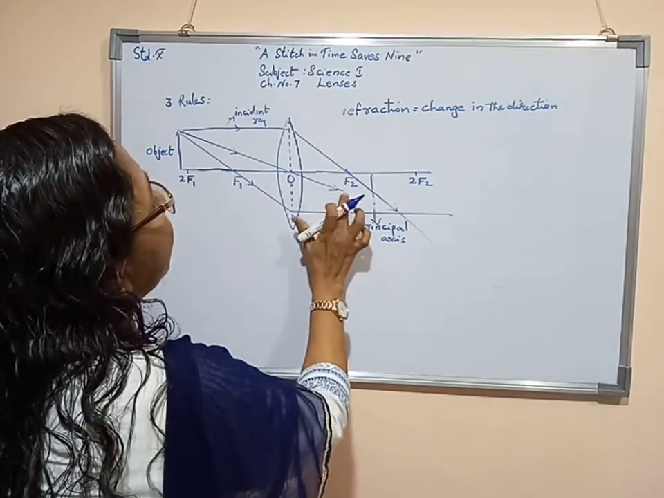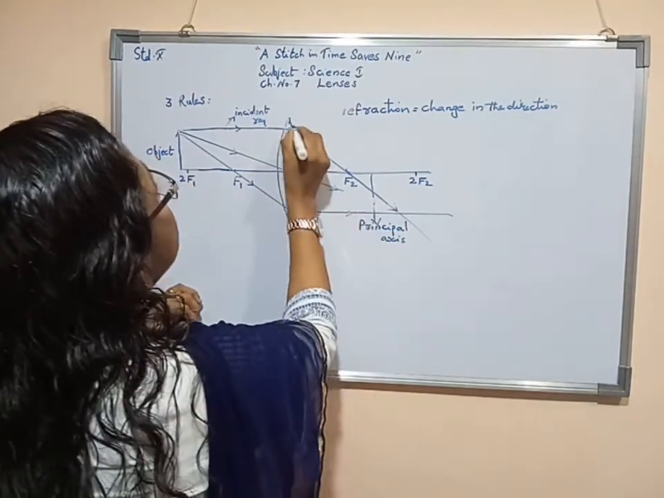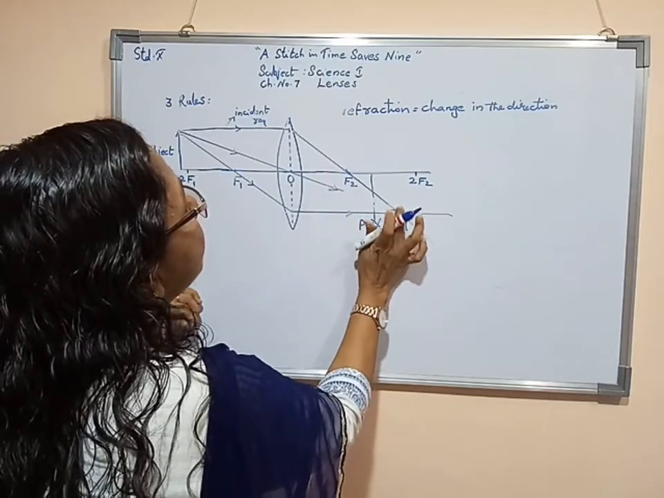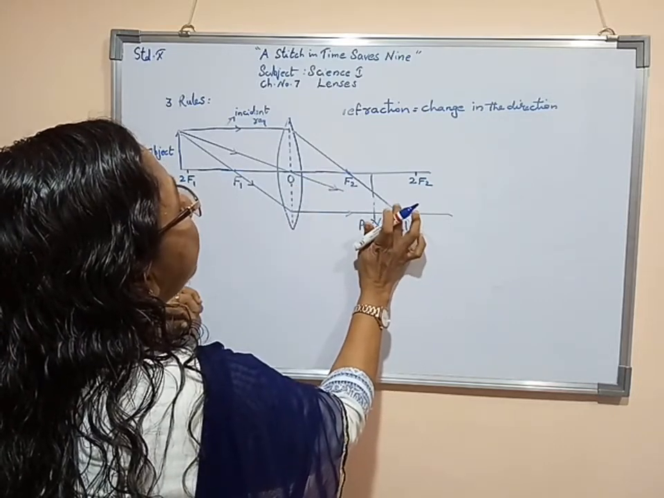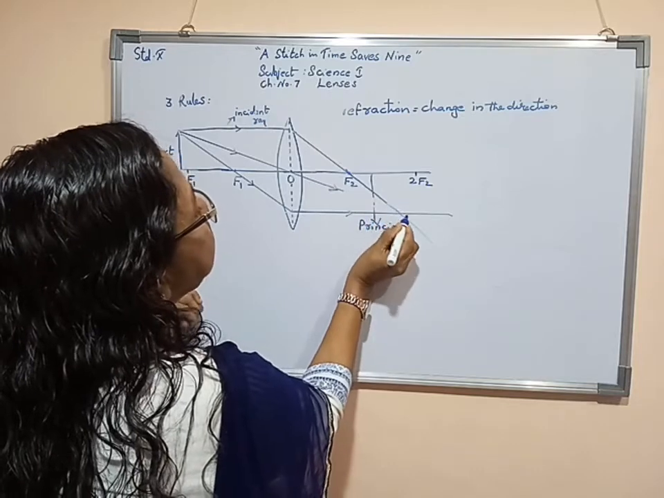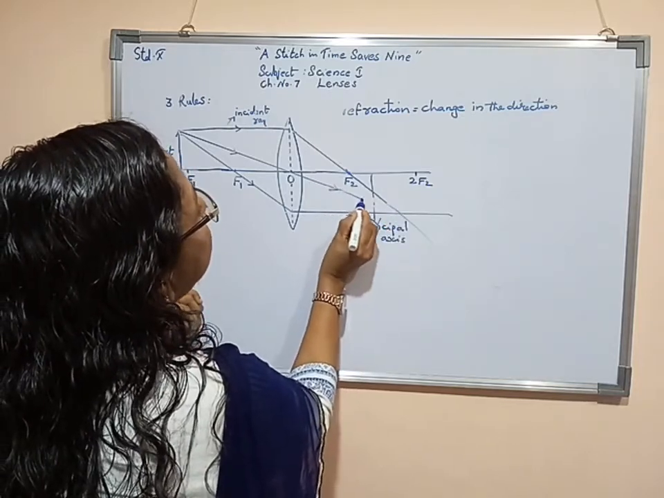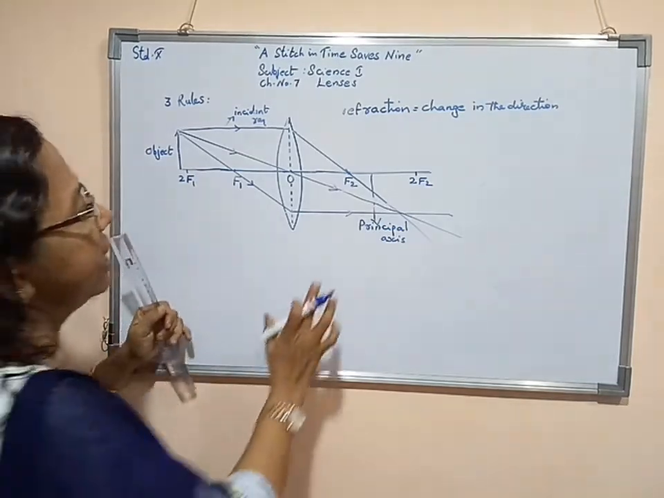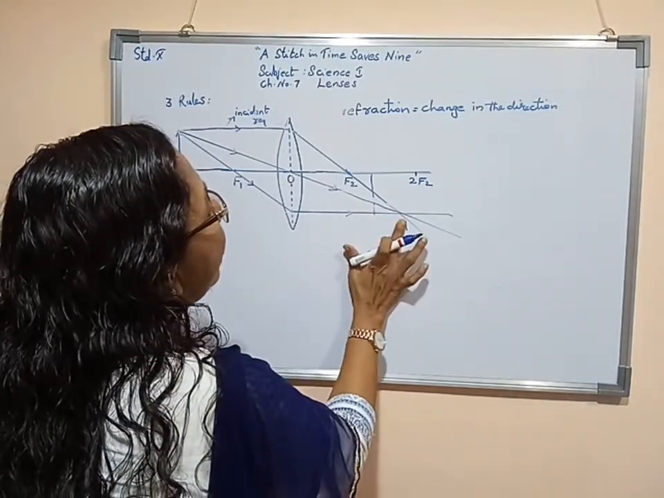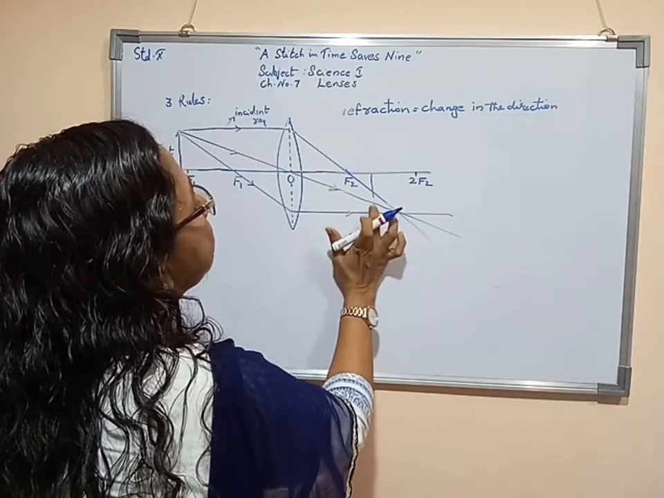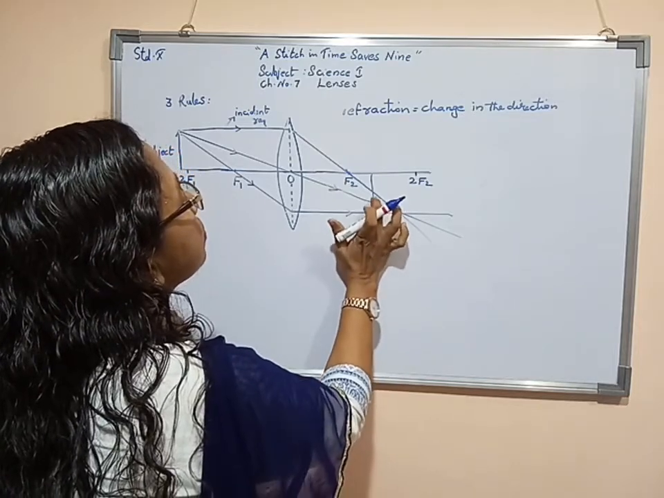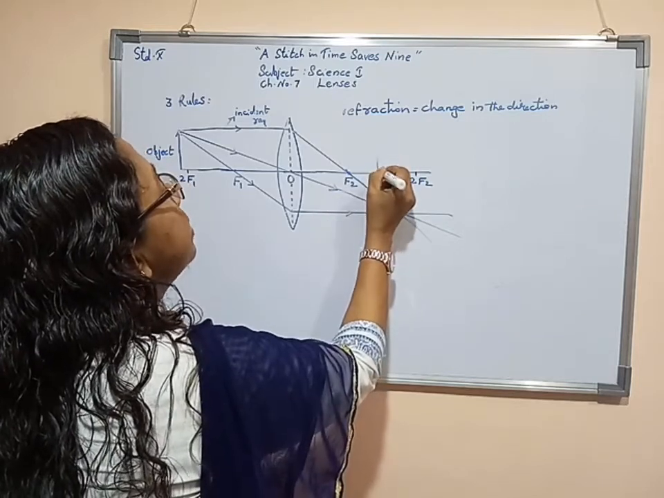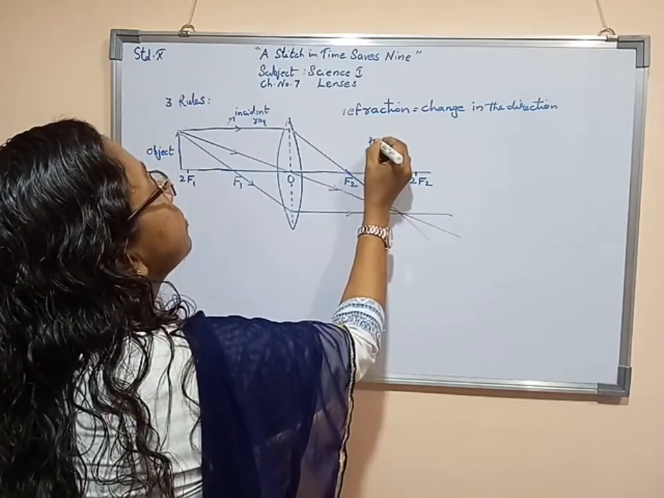Now why I removed here? Because this line and this line, all the three should join at a point. This also should join at a point, like that. So we can say that this is the principal axis that I'll write upside. So we can say this is the principal axis.